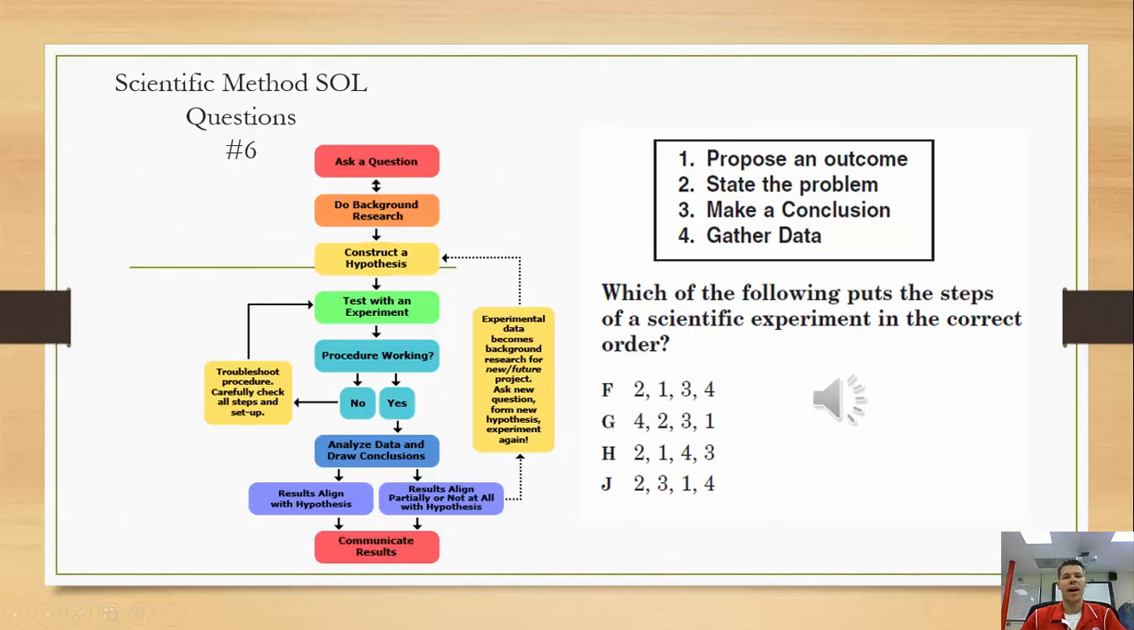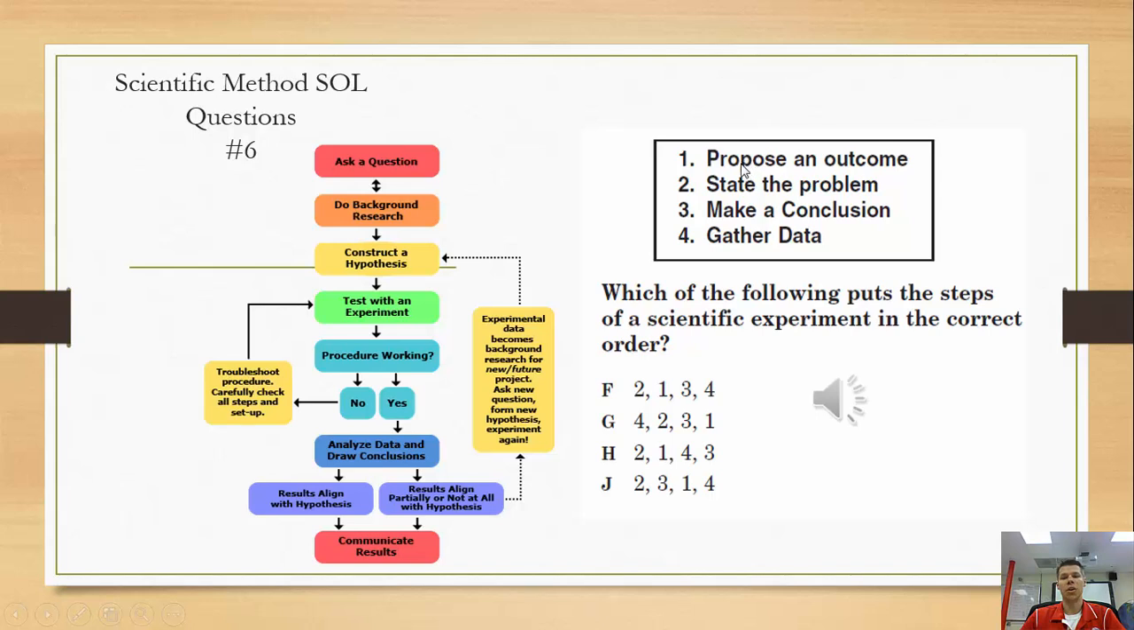Alright, let's look a little bit at our scientific process. It begins with you asking a question, having a question about the world around you. Then you should do some background research. And at this point, you'd like to construct a hypothesis, or an idea or an educated guess about what you think will happen. Then you test with experimentation. And then you should analyze your data, draw conclusions, and then finally, communicate your results in a professional science journal.